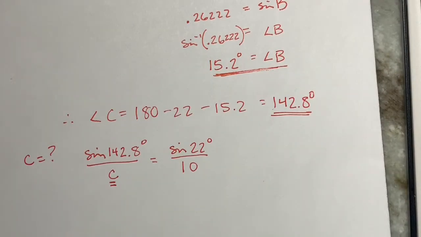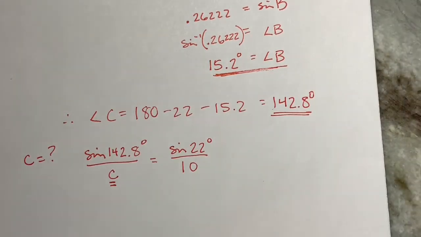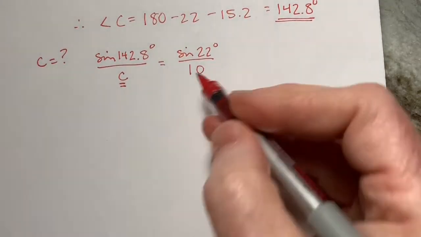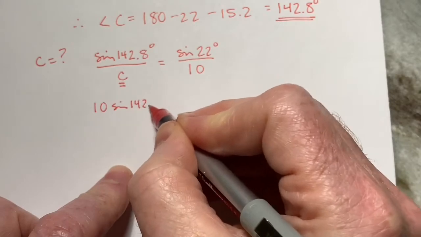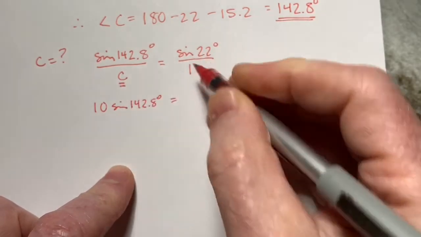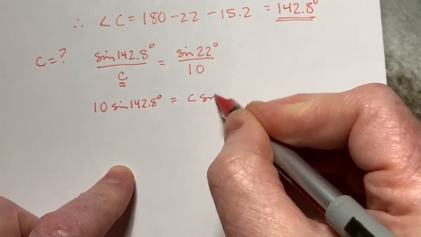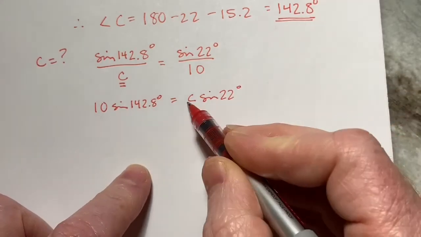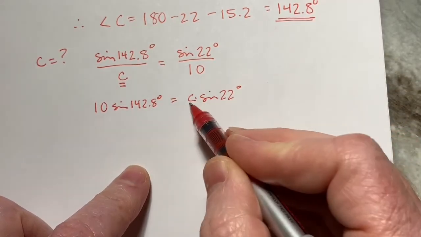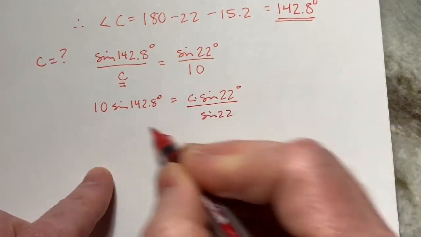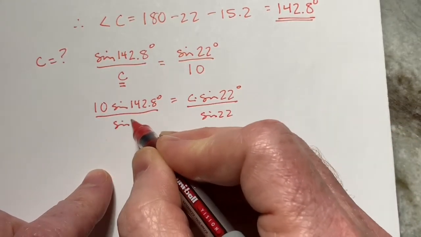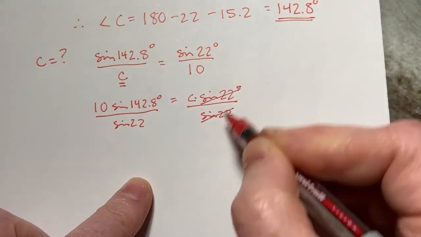So a lot of people like to cross multiply, and that's totally fine right here. Okay, so to cross multiply, I get 10 sine 142.8. And then when I cross multiply, I get C sine of 22. Don't put the C with the 22, leave it out there in front of the trig function. And then all I've got to do now is divide by the sine of the 22. Now, when I'm done, I'm left with this.